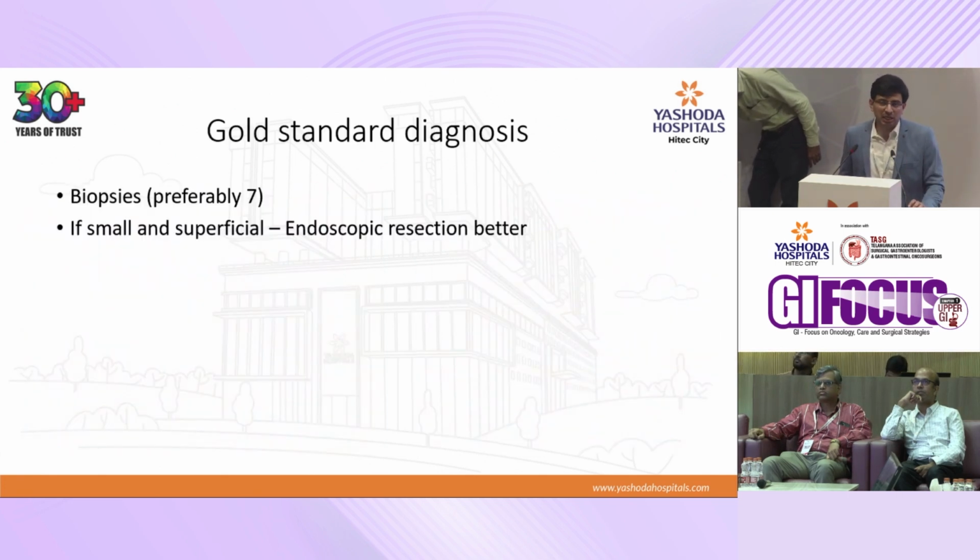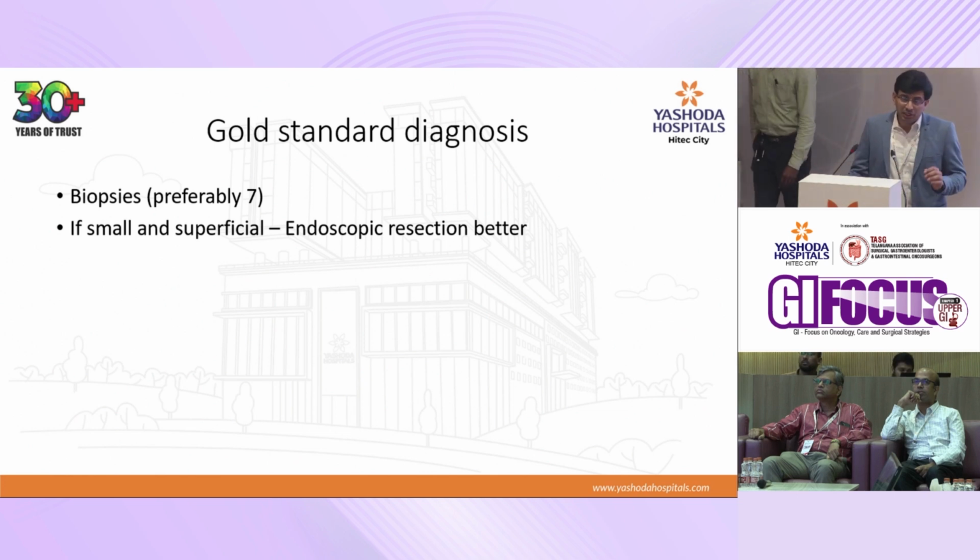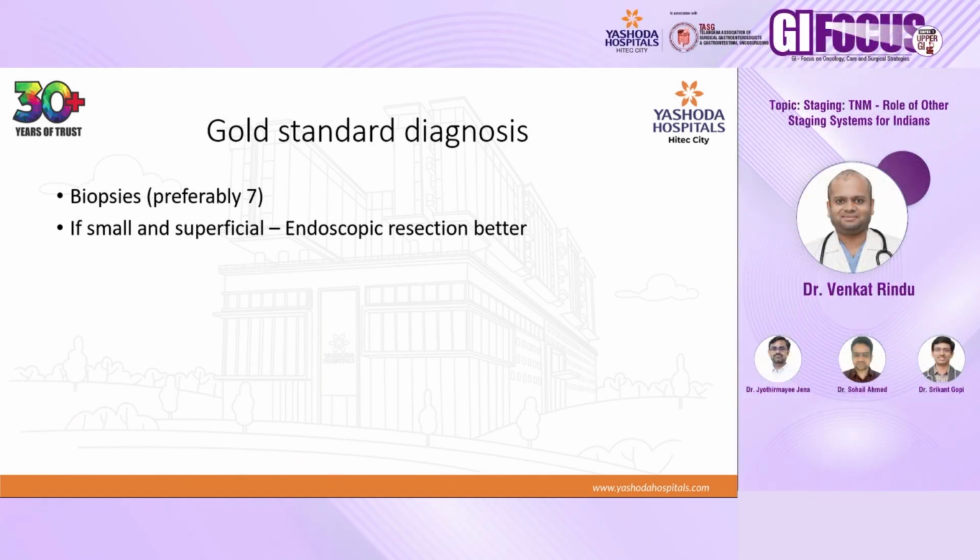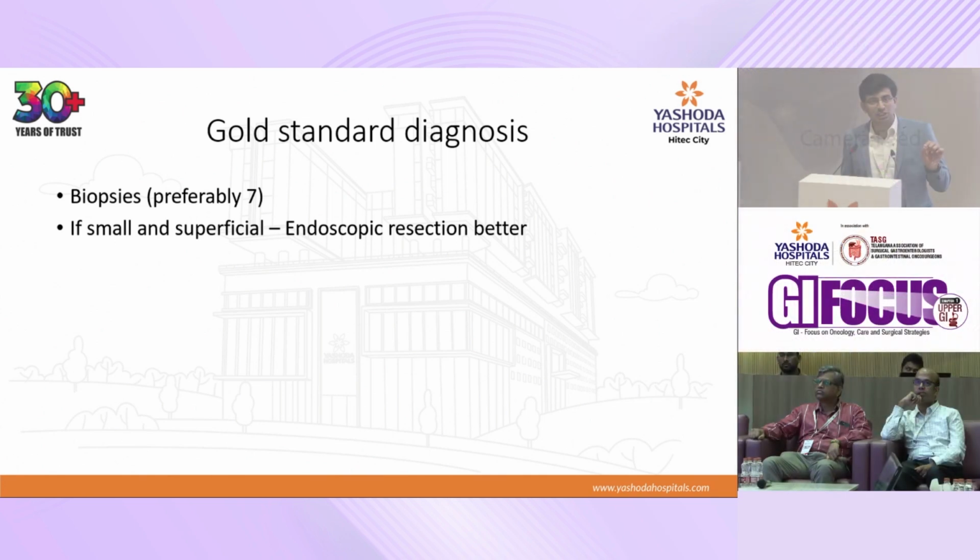Preferably 7 biopsies have to be taken, although with a good biopsy, the first biopsy itself gives more than 90% specificity and sensitivity. If during routine upper GI endoscopies for other indications like dyspepsia, we find any small lesion which appears superficial, then rather than biopsy, if the endoscopist is confident, they can go for endoscopic resection, because it gives a better diagnosis, and biopsying such a lesion may make endoscopic resection difficult later.